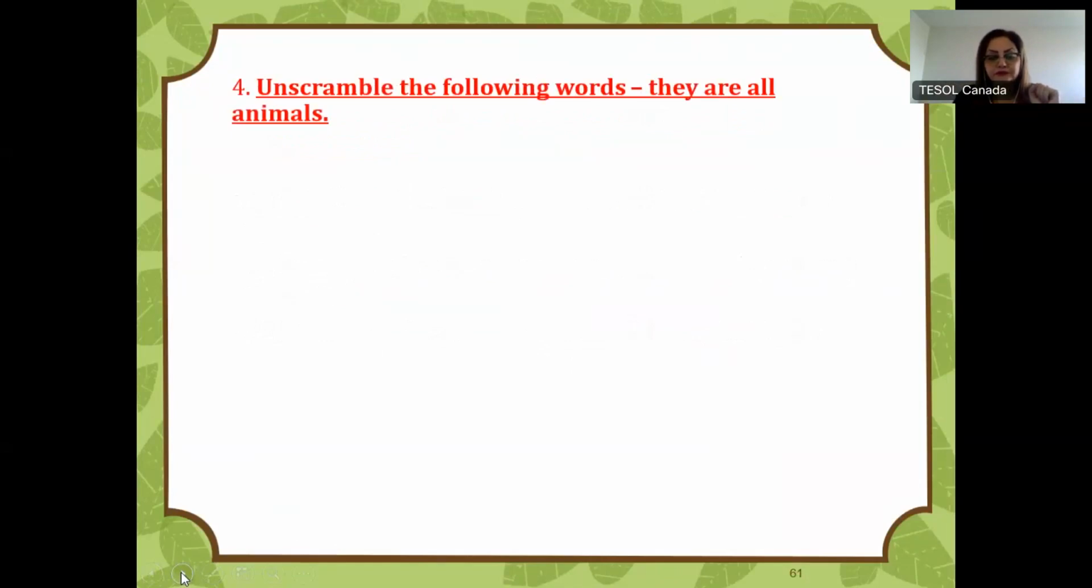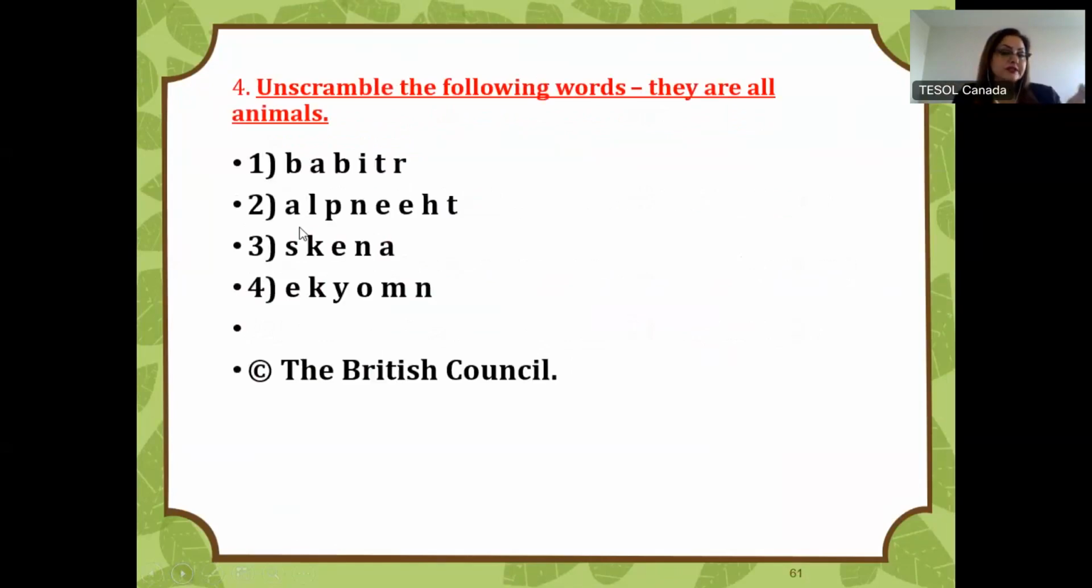Unscramble. It works on spelling. It's a good practice for spelling. You can give them a clue like they are all animals. So what's the first word? Rabbit, elephant, snake, and monkey. This is fun.